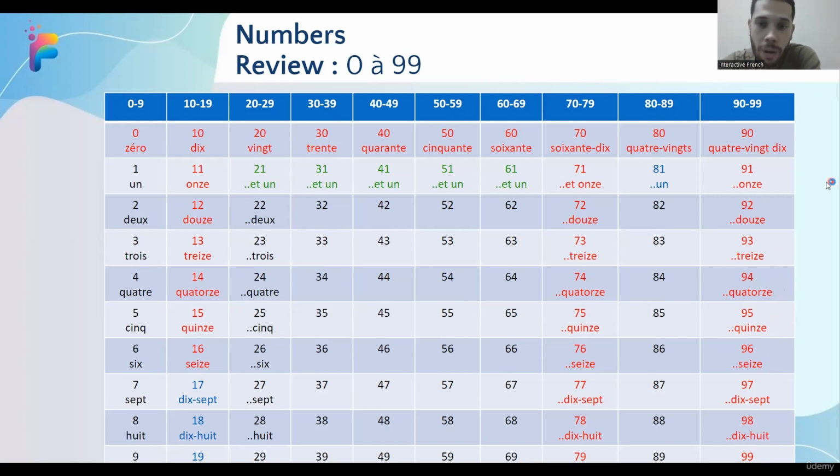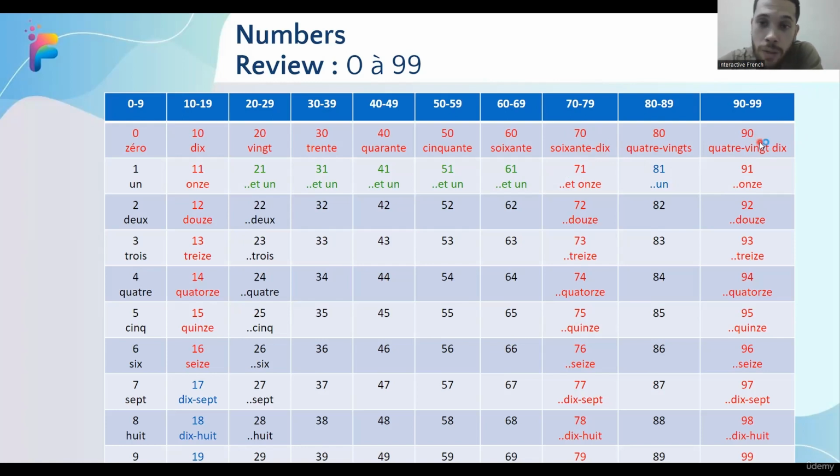So again, remember when you say 21, 31, 41, 51, 61, remember the et and un. For the 1, we always have the et in there. We also have the et in 71, and that's it. For 81 and 91, the et is gone. For 70 and 90, remember, it's basically 60 plus 10, and 90 is 80 plus 10. That's basically how it works.